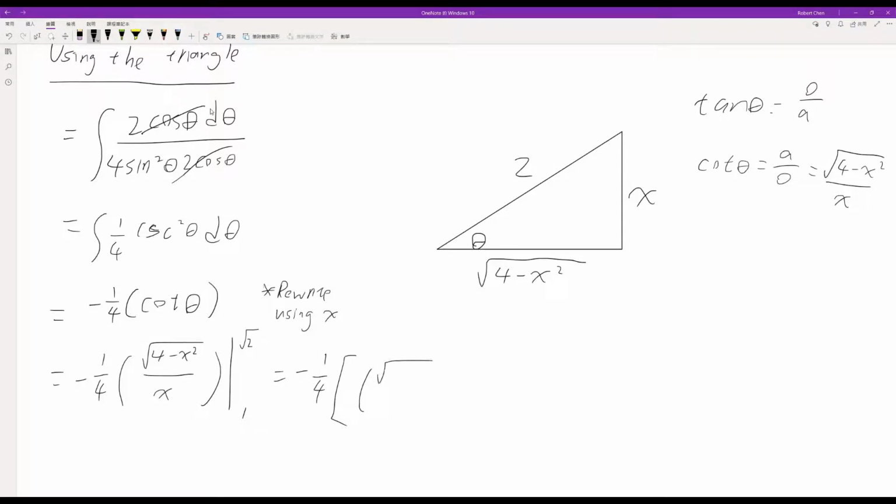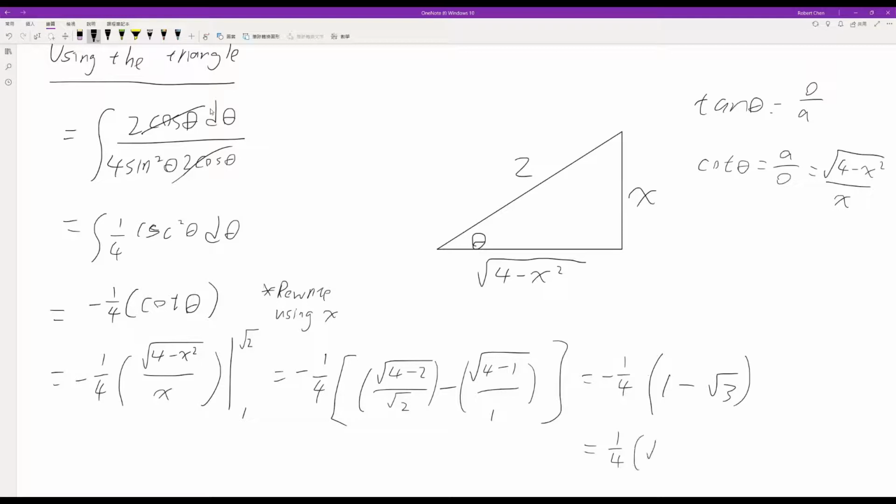The first one is going to be radical 4 minus 2 over rad 2, minus radical 4 minus 1 over 1. And let's see what we have. That's negative 1/4. That'll be rad 2 over 2, so that's just 1. Minus, that'll be rad 3. Okay, now it's actually the same as the previous one. If we put the negative in here, we get 1/4 times rad 3 minus 1.